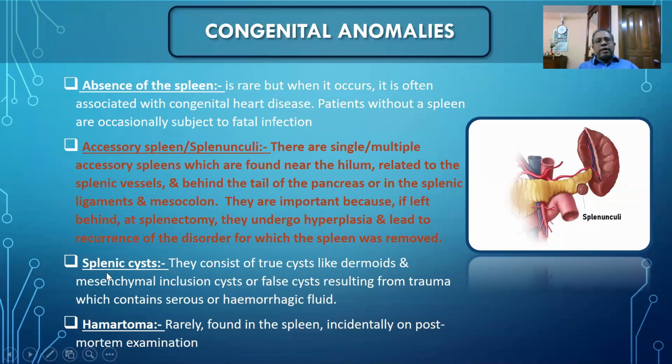The other is the splenic cyst. They consist of a true cyst, like a dermoid or mesenchymal inclusion cyst, or a false cyst resulting from trauma, which contains serous or hemorrhagic fluid. And hematoma, that is normal tissue haphazardly arranged, is rarely found in the spleen, incidentally on post-mortem examinations.